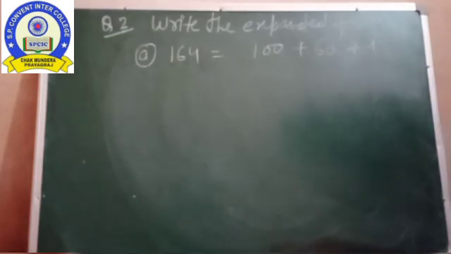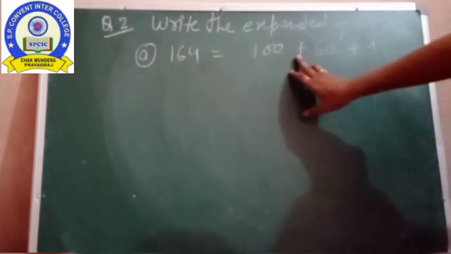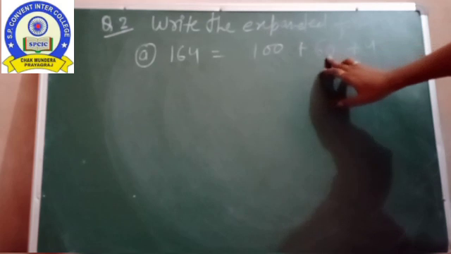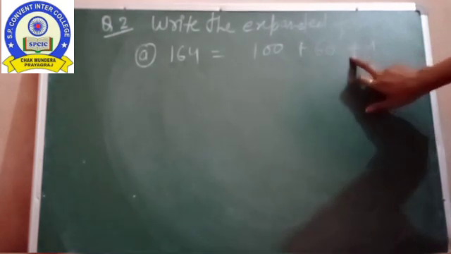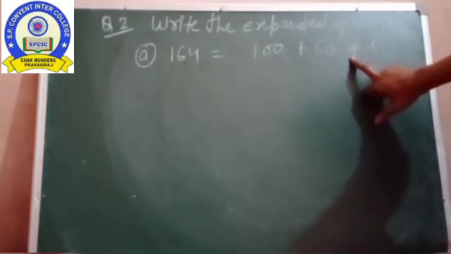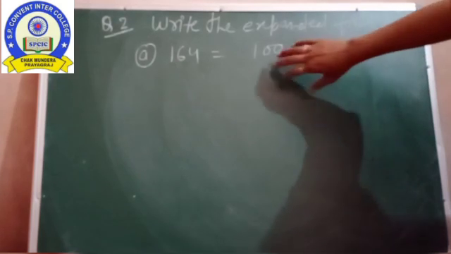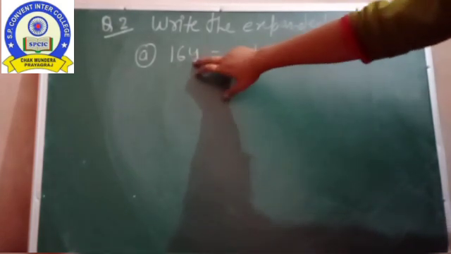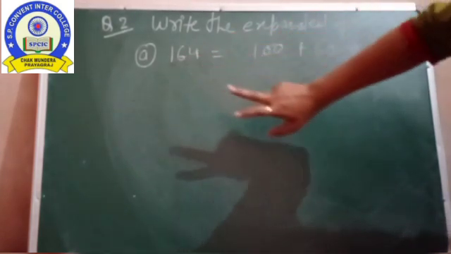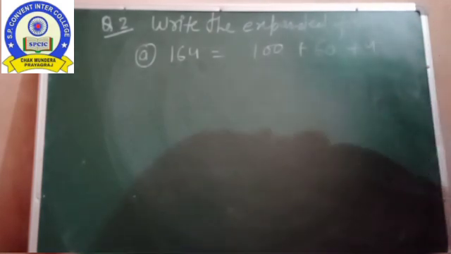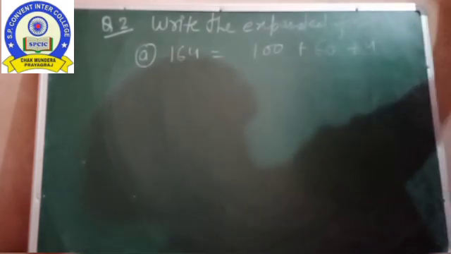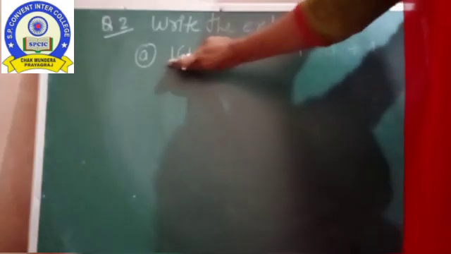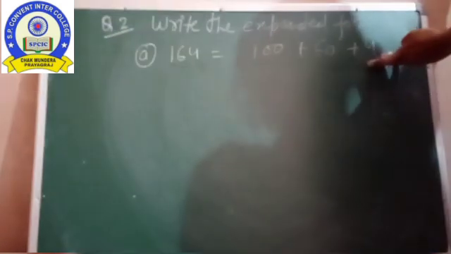Expanded form means the expanded form of a number is the sum of the place values of all digits present in the number. The standard form of a number is when we combine the face values of all digits in the number. This is called standard form and this is called expanded form.